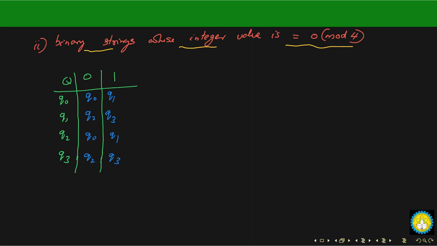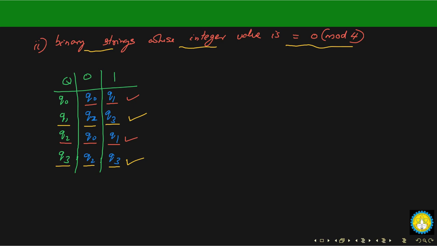One more important observation here is that for the transitions on Q0 and Q2, Q0 on 0 is Q0 itself, and Q0 on 1 is Q1. Similarly, Q2 on 0 is Q0, and Q2 on 1 is also Q1. So these are identical. Similarly, if you look at the transitions on Q1 and Q3, Q1 on 0 gives you Q2, and Q1 on 1 gives you Q3. In the very same way, Q3 on 0 also gives you Q2, and on 1 gives Q3. So the transitions for Q1 and Q3 are also the same.